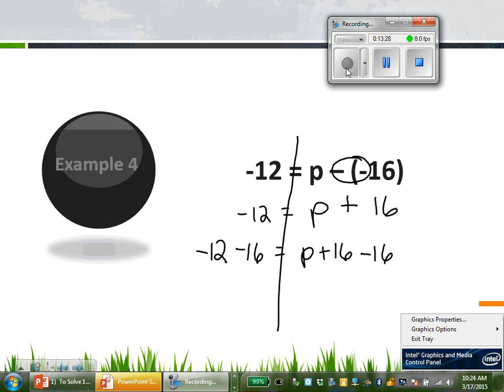So, on this side, what happens? Negative 28. On this side, these cancel. Why do they cancel? Because they make 0, because they're opposites, and P plus 0 is just P. Okay?